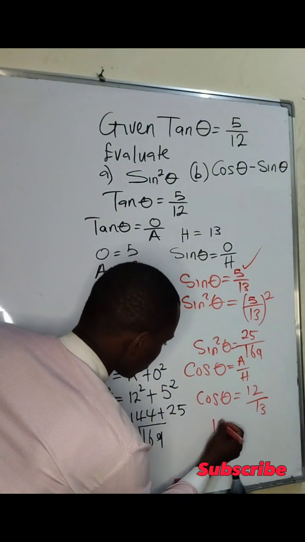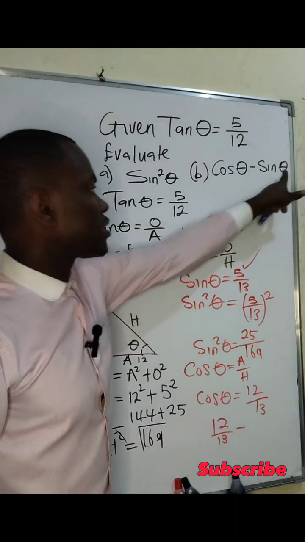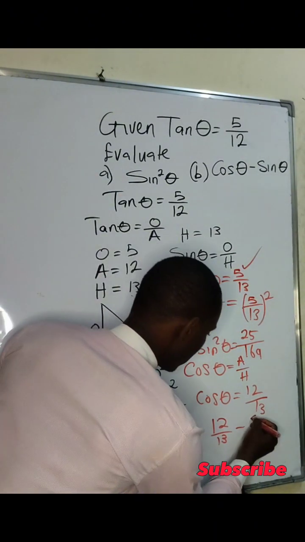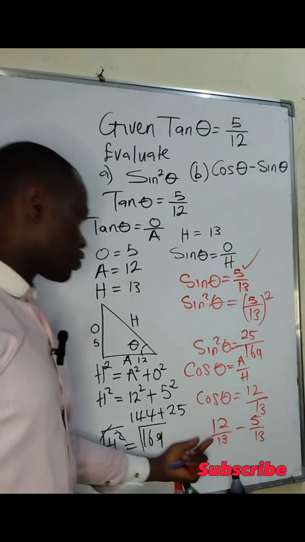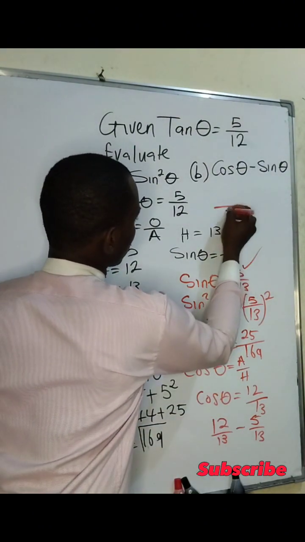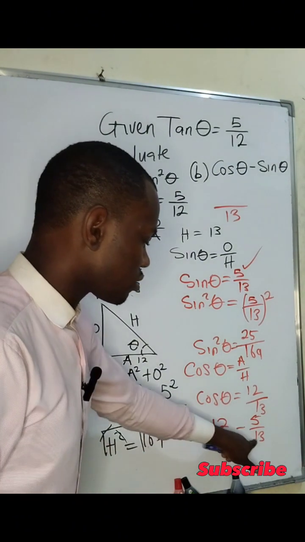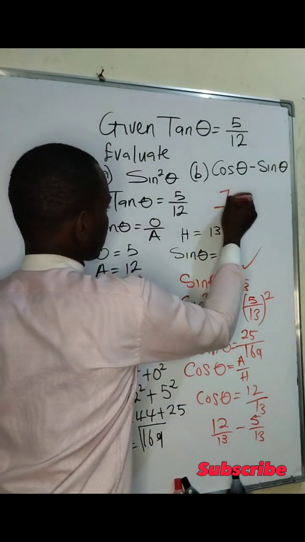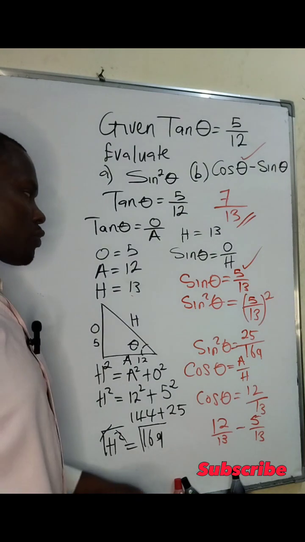I will have 12 over 13 minus sine theta, which is what? 5 over 13. We have 5 over 13. Then let us solve the fraction. Since I have a common denominator, I will take 13. 12 minus 5. Since they are the same denominator, you now subtract. 12 minus 5 will give us 7. So this expression will give us 7 over 13.